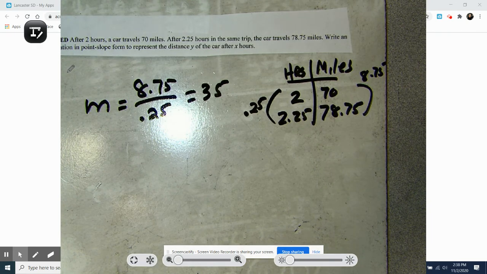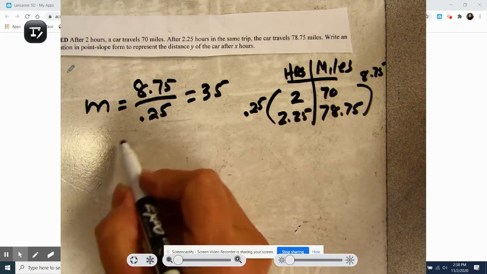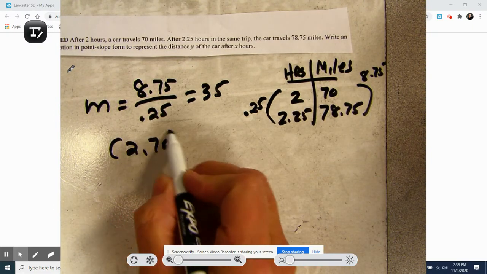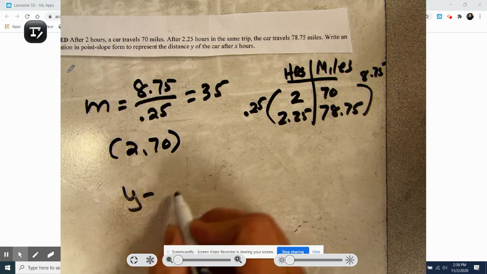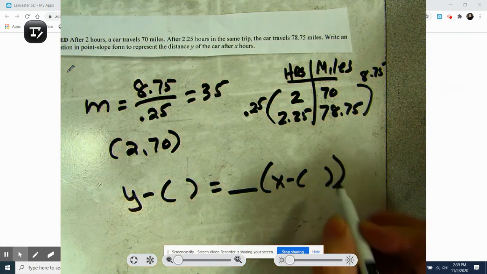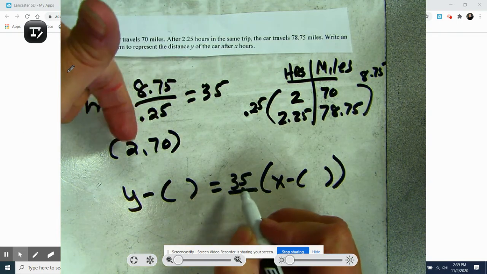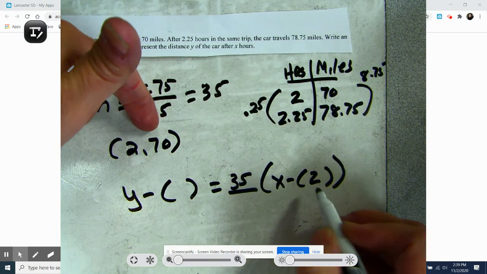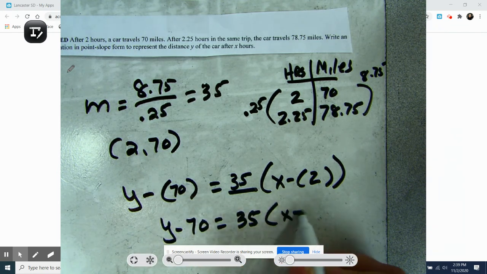Again, it does not matter which point you choose to use to finish the problem off. I'm going to use the easy one. I'm going to use (2, 70), so I don't have to deal with the decimals. So y minus y1 equals m times x minus x1. M is 35, that goes here. 2 is first, so it goes last. 70 is last, so it goes first. And we have y minus 70 equals 35 times x minus 2.